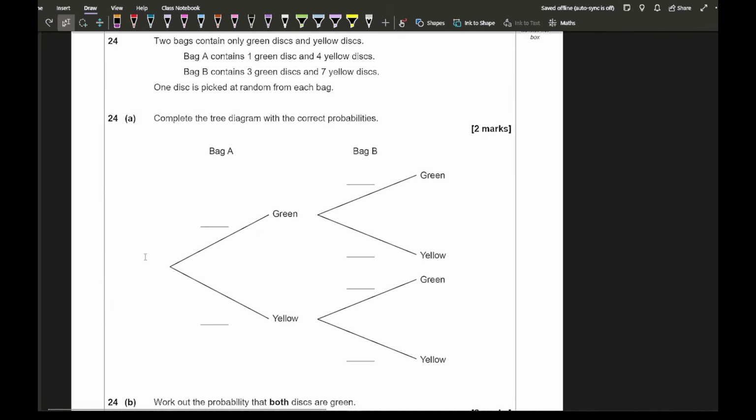There we go. So looking at bag A, we need to work out the total number of discs. So here we've got a total of 5 discs, and for bag B we've got a total of 10 discs. So for bag A, the probability of it being green is going to be 1 over 5, and the probability of being yellow is 4 over 5. Then for bag B, for green discs it's going to be 3 over 10, and for yellow discs it's going to be 7 over 10.